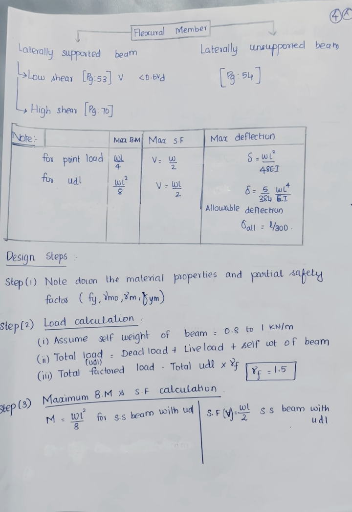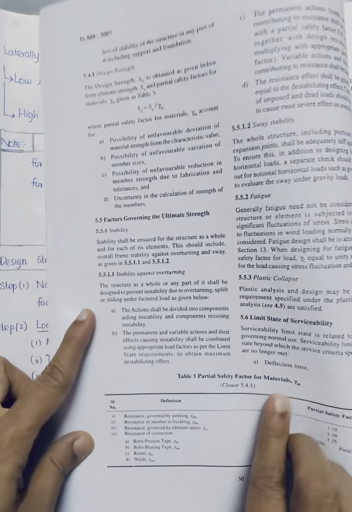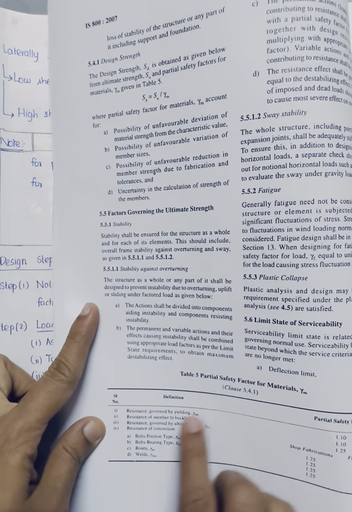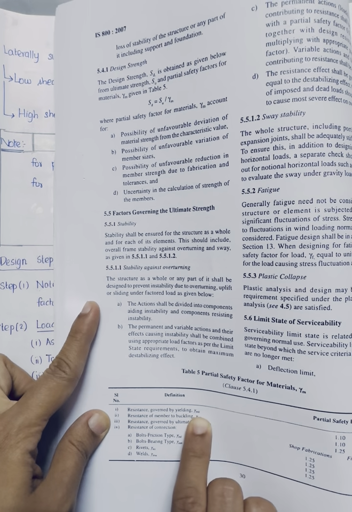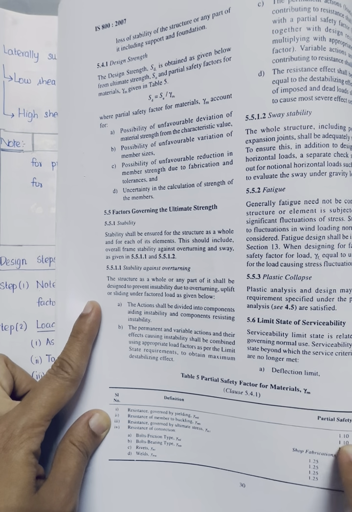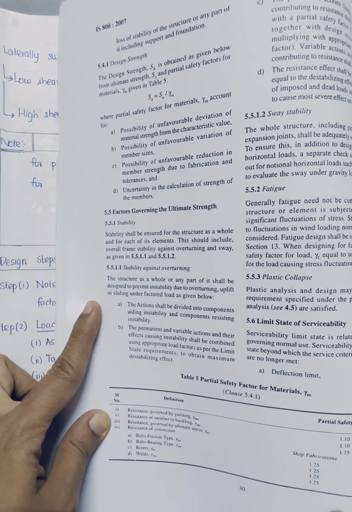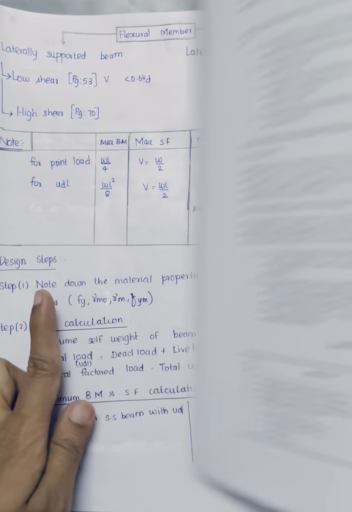These two are available in table number 5, partial safety factor gamma m. So it is for materials, gamma m. So resistance governed by yielding, gamma m naught, it is 1.10. Okay. So this value you have to take into consideration.